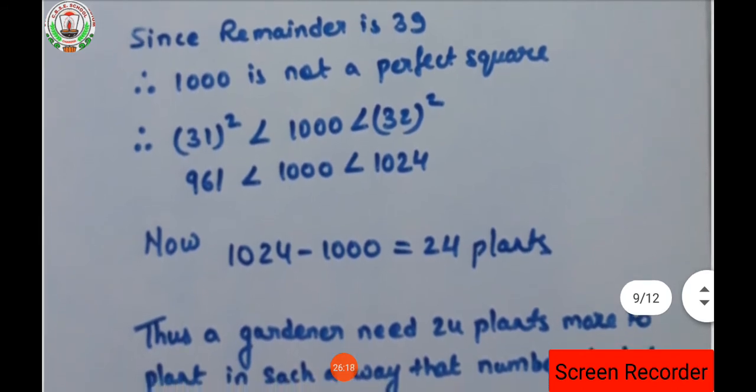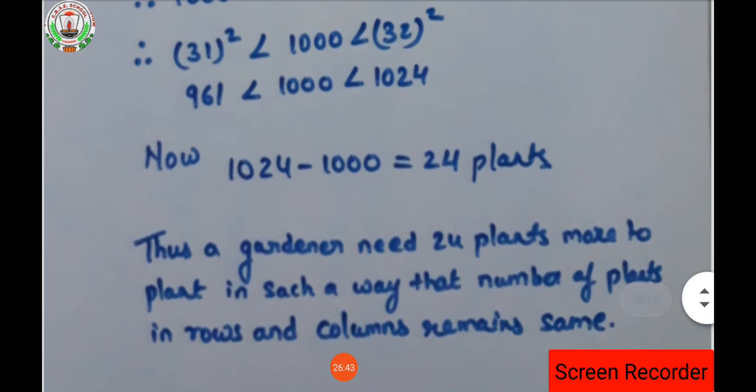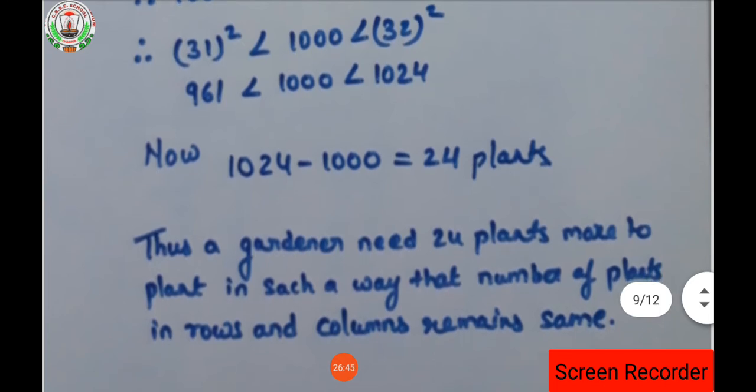Now what number should be added to 1000 to get an equal number of rows and columns? So 1024 will be subtracted from 1000 to get 24 plants. Thus a gardener needs 24 more plants in such a way that the number of plants in the rows and the columns remains the same. So this question is the same as question number 5. The same process, no difference is there.